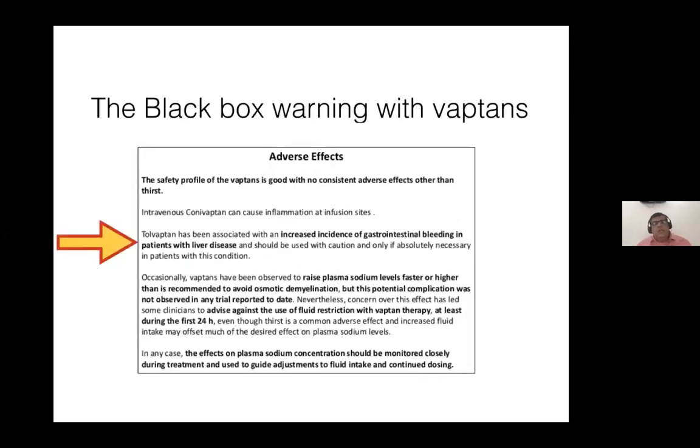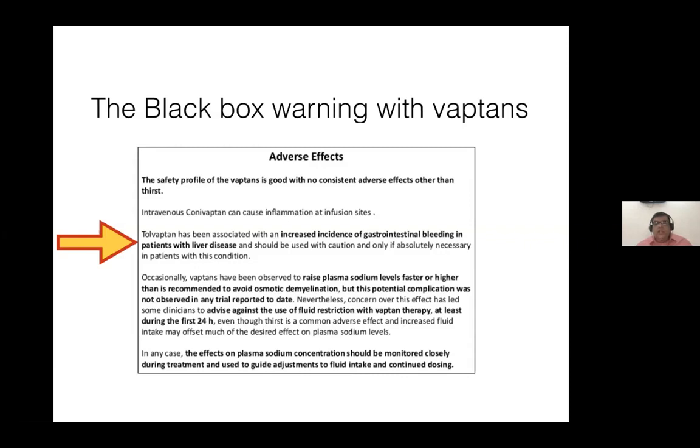But they come with a black box warning. So there is a risk of increased GI bleeding in patients with liver diseases. The otherwise safety profile is good. We have seen some patients developing very large quantity of urine after giving small doses. So we actually start with a much lower dose of tolvaptan, sometimes half a tablet or even 1/4 tablet. But again, remember that this is off-label prescription. This is not something which should be done routinely.